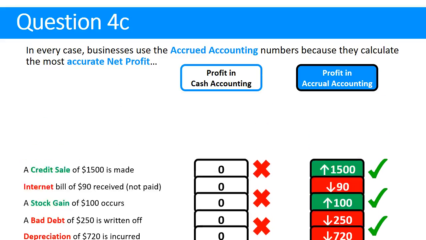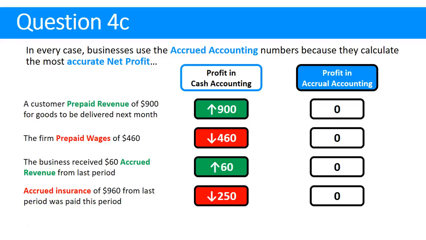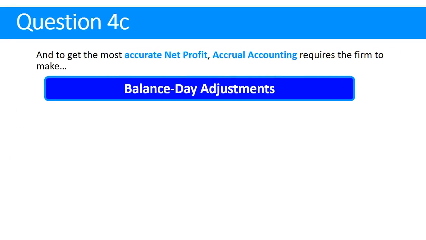They're the most accurate. Likewise, in the examples where we got cash but that didn't necessarily impact the profit in accrual accounting, again, the figures on the right for accrual accounting are the most accurate. So basically what we need to do to get the most accurate profit is use accrual accounting, and to do that we're going to need to make balance day adjustments for a lot of things.